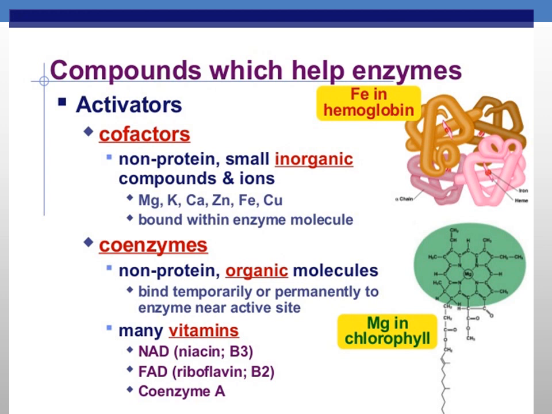And then we were discussing activators and coenzymes. Activators help, as well as coenzymes help, to activate enzyme. Activators can be cofactors, that is, they are non-protein small inorganic compounds and ions. Coenzymes are non-protein organic molecules. They bind temporarily or permanently to the enzyme near the active site and enhance the reaction. Example, many vitamins can act as coenzymes.